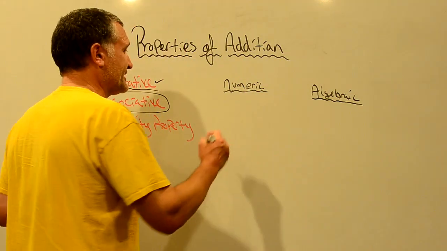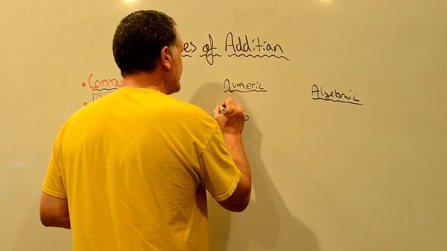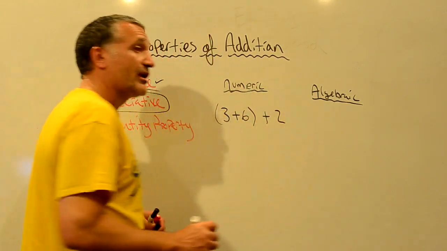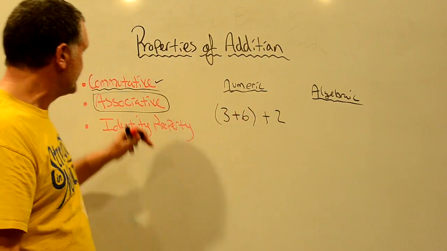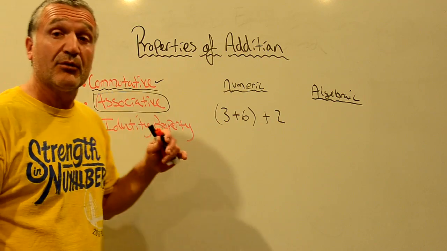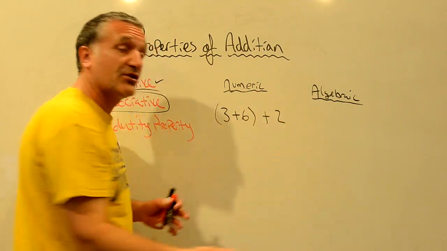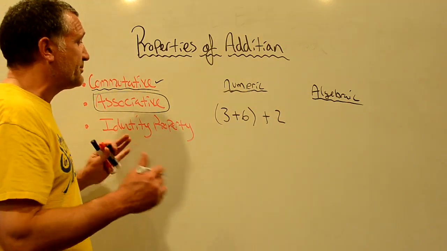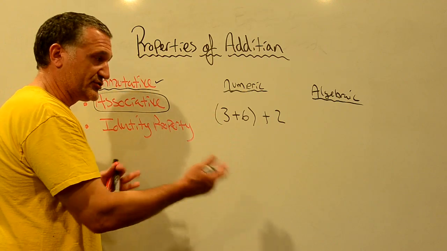Here's a numeric example. Let's say we had 3 plus 6, in parentheses, plus 2. Now, whereas before, you had something in parentheses and you swapped the order, and that was commutative, because I was going to pick this term up, put it over here, pick this term up and put it over there so I could swap the terms. The associative property talks about how we group our terms.